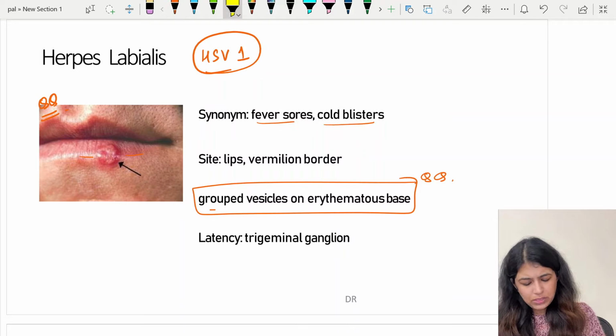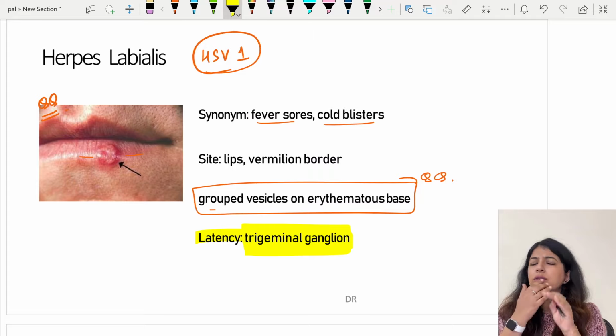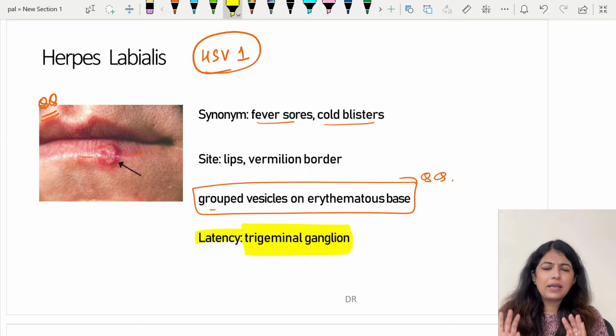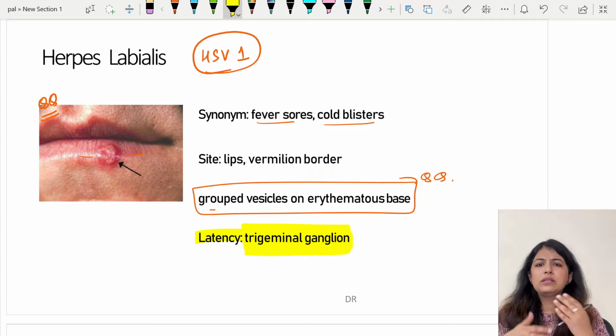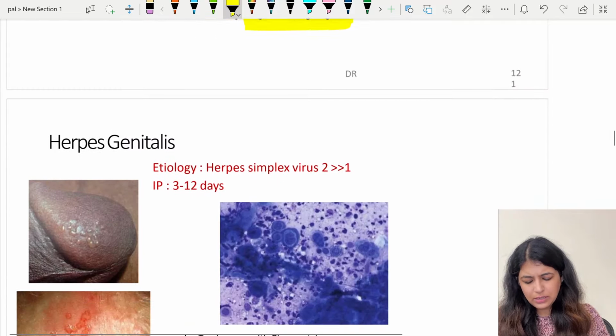Very, very important is to know where they lie latent. Latency is in the trigeminal ganglion. So the infection comes from the trigeminal ganglion, causes an eruption, and again becomes all right. Then whenever there is a stress, it will again travel and cause the eruption. So the virus lies latent in the trigeminal ganglion.